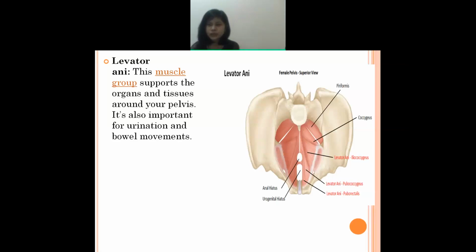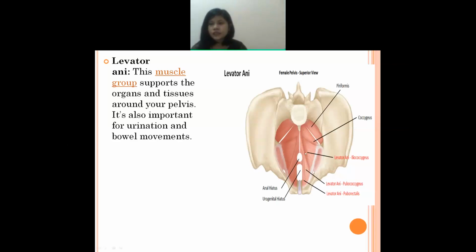Especially when you urinate, and also during bowel movement. Bowel movement means the digestive system part. There is a GI tract. You remember, no? GI tract, digestive system. So in all those cases, the levator ani is responsible.